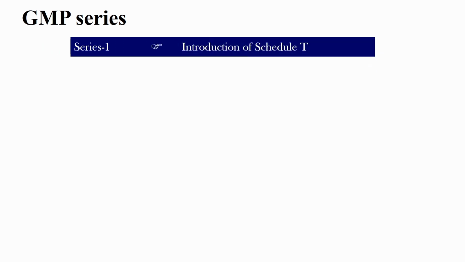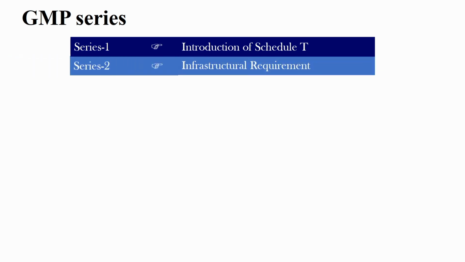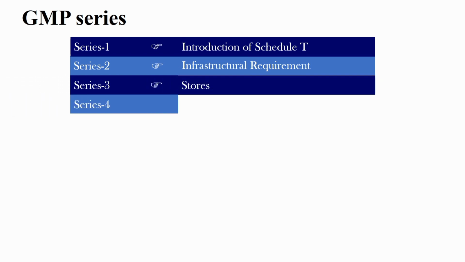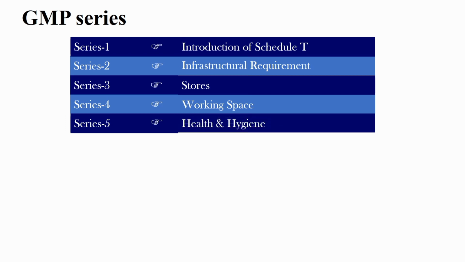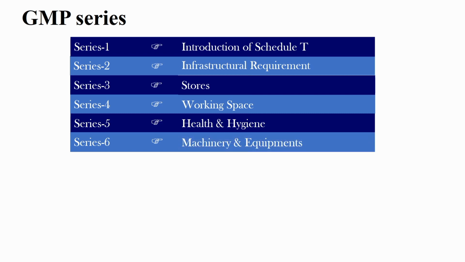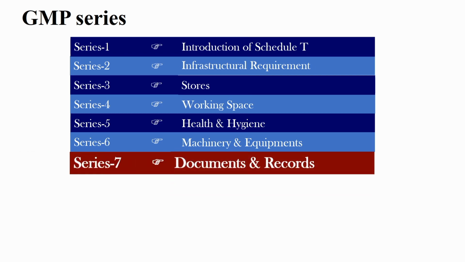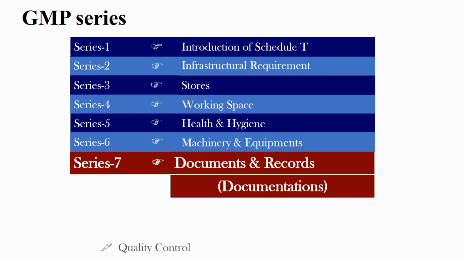The series 1 of the topic was about the introduction of Schedule T. The series 2 was about the infrastructural requirement of factory building. In series 3 we have discussed about the store. In series 4 we have discussed about the working space. The series 5 was about the health and hygiene, and series 6 was about the machinery and equipment. Today in series 7 we are discussing about the documents and record, that is, series 7 is about the documentation.